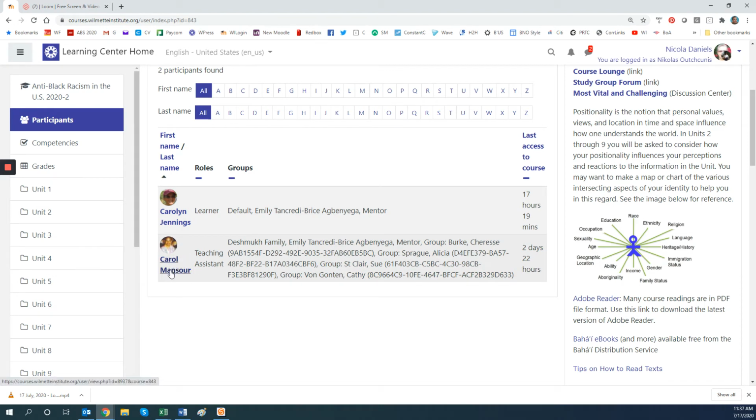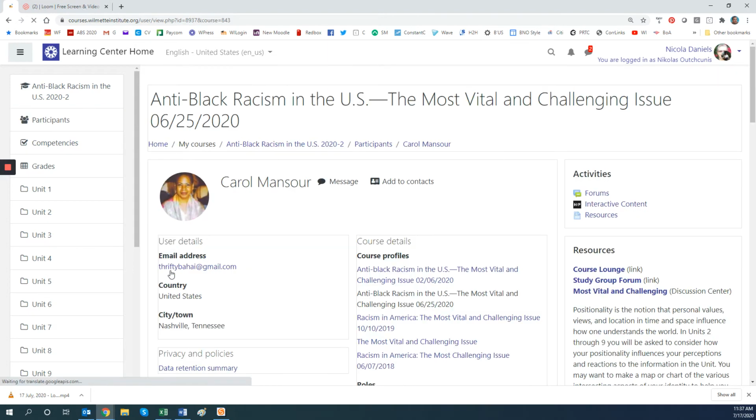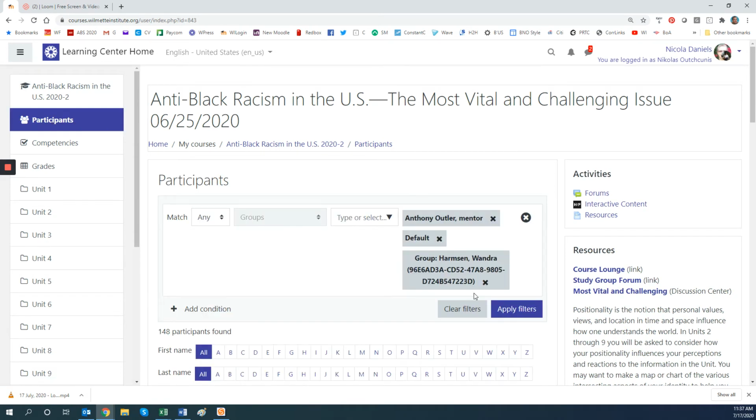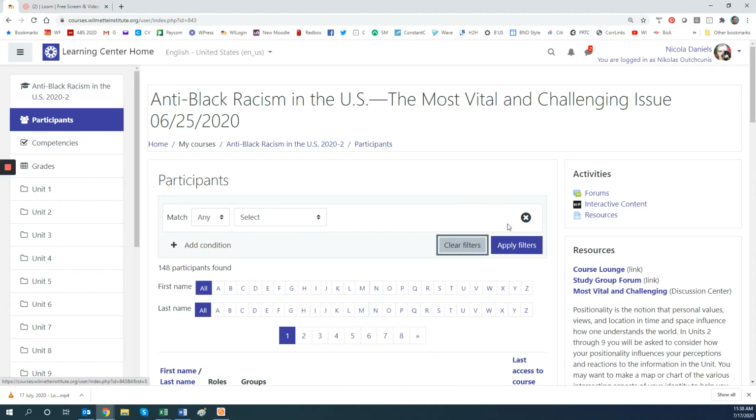And now if you want to get in touch with Carol, you can click on Carol's picture and name here. You can find Carol's email address, and you can also message Carol using the messaging feature here. So that is the way that you can find a person by name. Let us clear the filters again because I want to show you another way you could have found Carol.